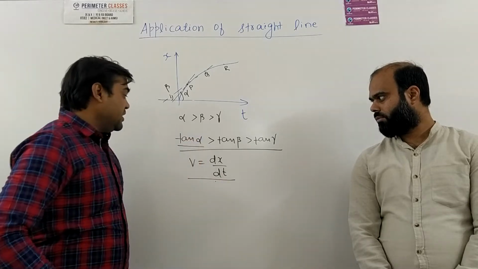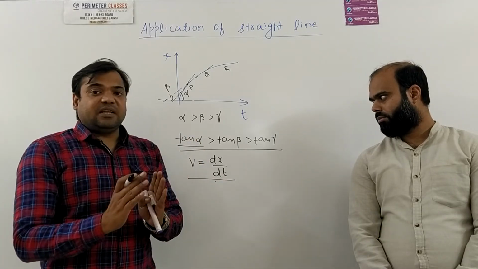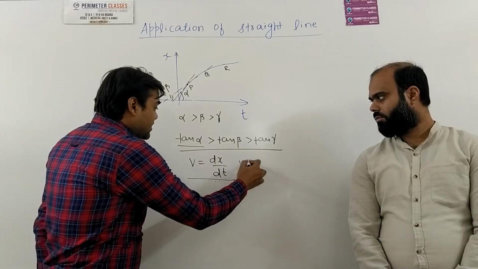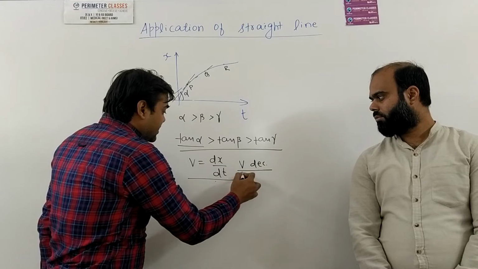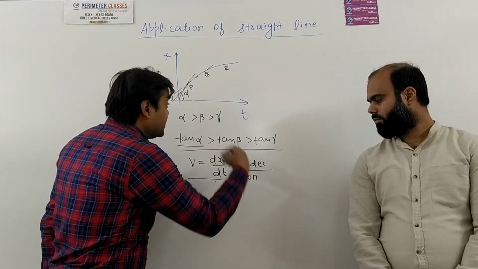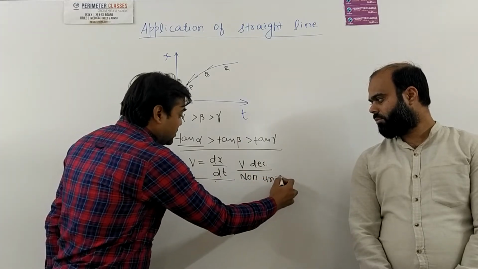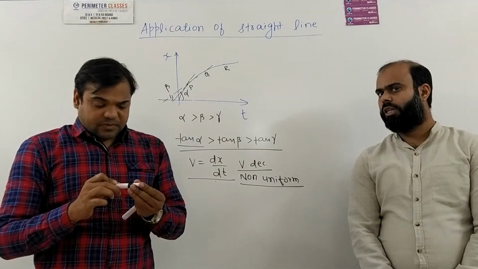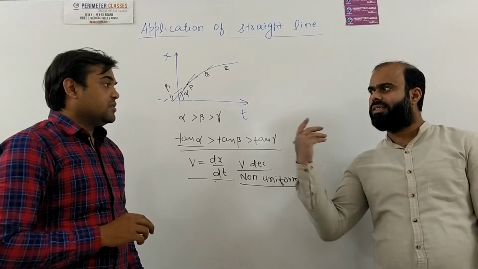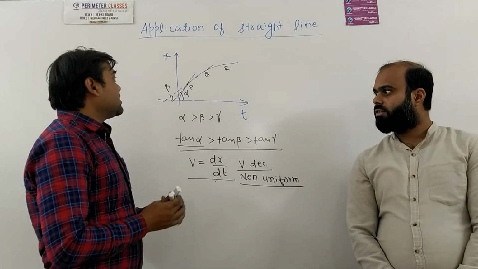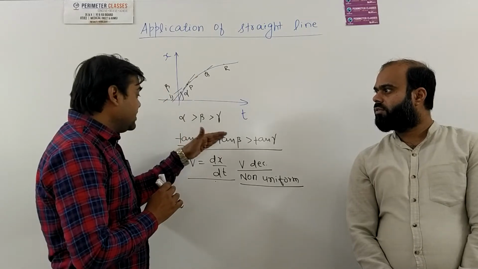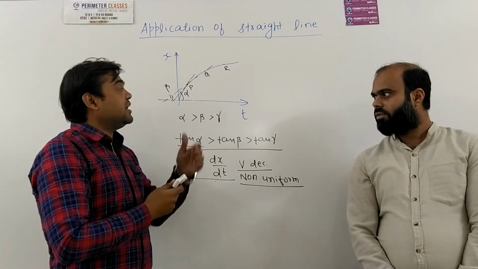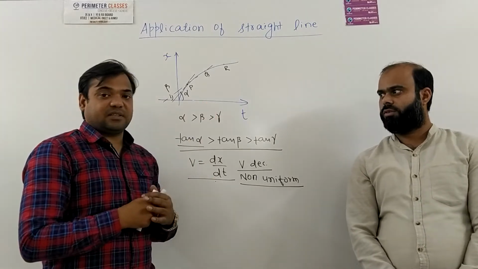So the velocity here is continuously decreasing. It means the motion is non-uniform. As time is increasing, velocity is continuously decreasing, and hence this is another example of non-uniform motion. One example was already discussed in the previous lecture. That was an acceleration, this is a deceleration. In this case, the velocity is continuously decreasing, which means the acceleration is negative, or retardation, while in that case the acceleration was positive.